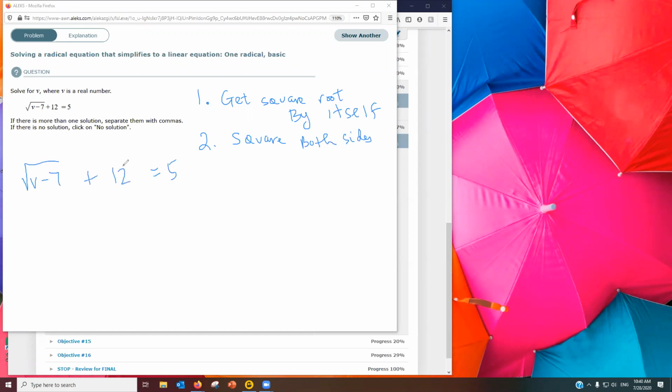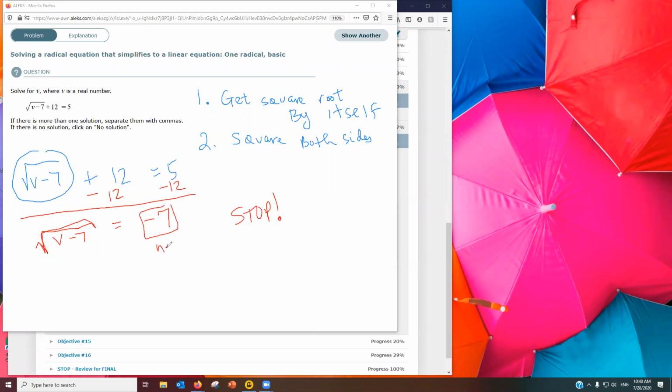Well, the first step is I want to get the square root by itself. So let me get rid of that addition of 12. I'm going to subtract 12 from both sides. And this is going to give me the square root of v minus 7 equals negative 7. Well, I'm going to stop right here. I'm not going to do anything else because, again, I have a square root with an answer being a negative number, which is impossible. I can't take the square root and end up with a negative answer. So on this one, there's no solution.